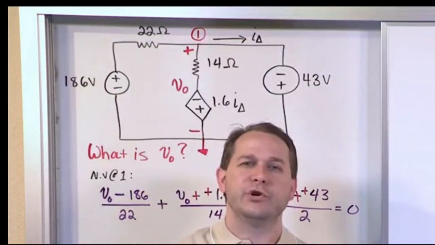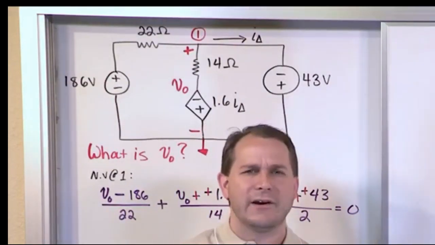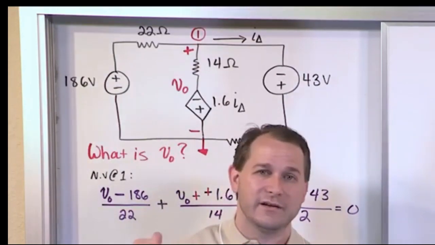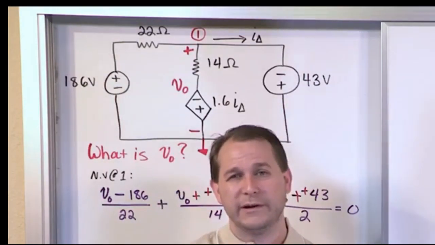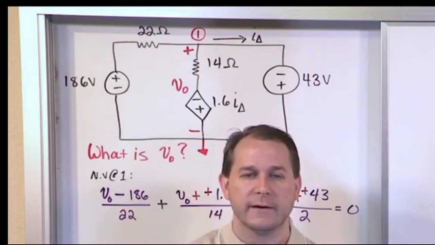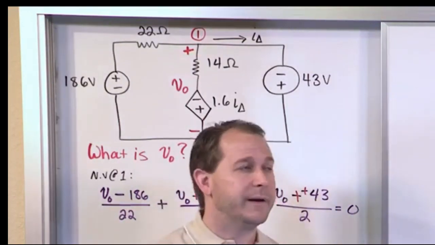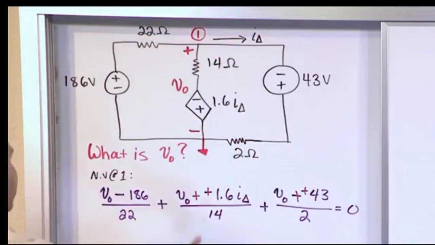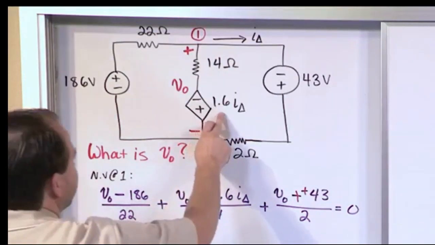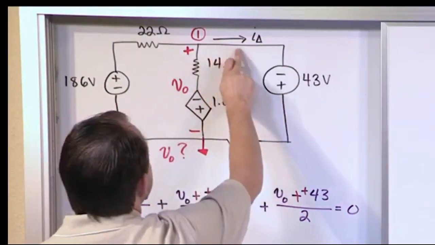So the bottom line is when you write your node voltage equation, you figure out how many more equations you need based on the variables you have. In this case, we need 1 more equation to be able to have a system to solve. And then we go back and write that equation. Usually it's going to involve the dependent source. So we need to write some kind of equation for I delta. And then we notice that, yes, this is 1.6 I delta here, but I delta is labeled up here.